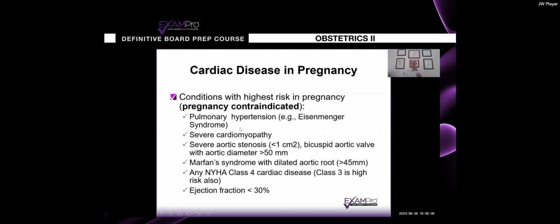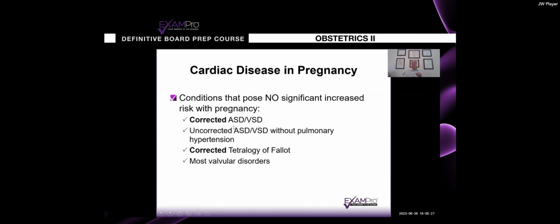Anyone who has actually had testing and has been found to have an ejection fraction of less than 30% is at extremely high risk of cardiac compromise and actually of myocardial infarction or sudden cardiac death during pregnancy. So these are generally patients who should be counseled not to become pregnant. And if they are, they should be managed in a very high risk center with capable cardiologists and maternal fetal medicine specialists.